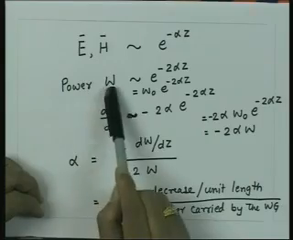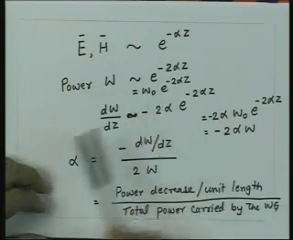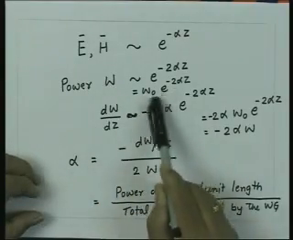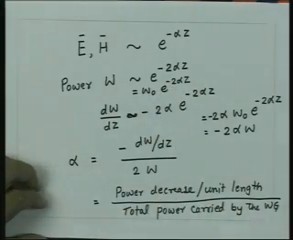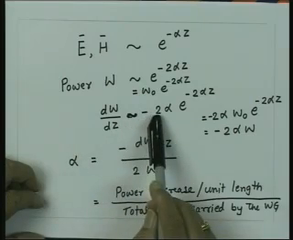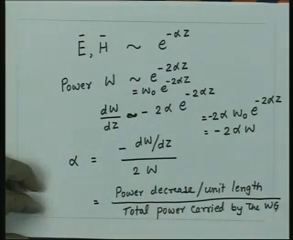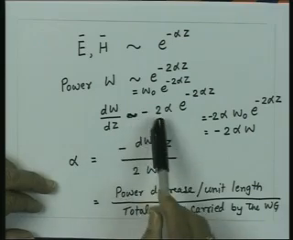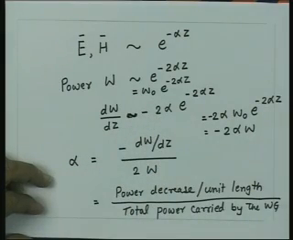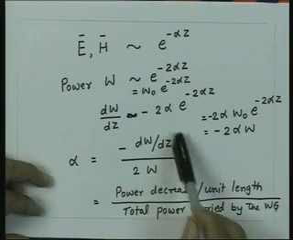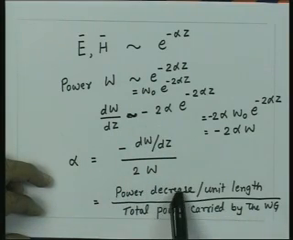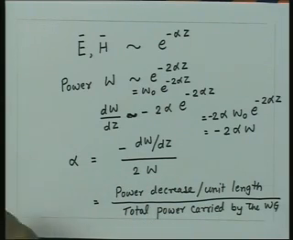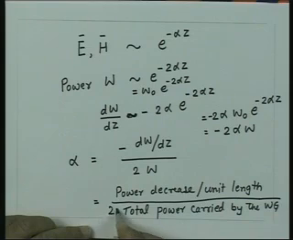So, if we replace this power by some constant, the initial power at z equal to 0, times this variation e to the power minus 2 alpha z, and differentiating this with respect to z, we get dW by dz equals minus 2 alpha e to the power minus 2 alpha z, and then we can write the attenuation constant alpha from here, which is minus dW by dz upon 2W. Physically we can interpret this quantity as the power decrease per unit length divided by 2 times the power carried by the waveguide. So, you have to put a factor of 2 here.